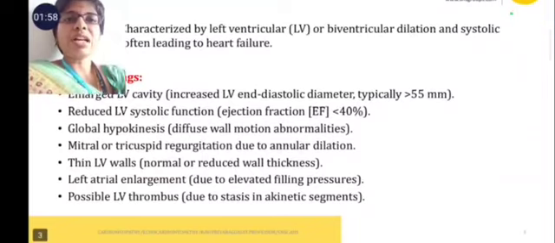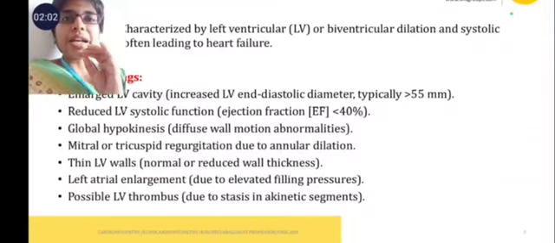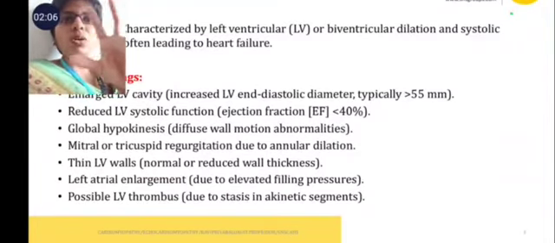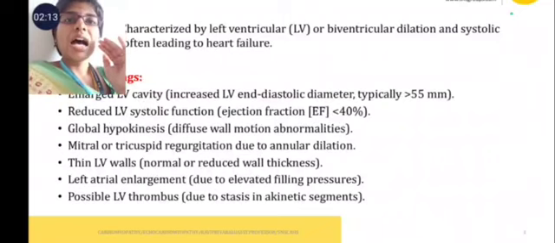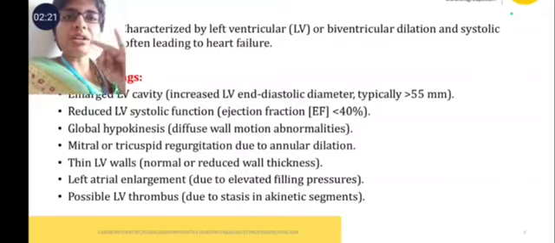The echo findings are an enlarged LV, which means dilated, and reduced LV function, systolic and diastolic. LV function reduced means the entire LV has global hypokinesis. Hypo means decreased, kinesis means movement. So there is decreased movement, and mitral or tricuspid valve regurgitation is also present.